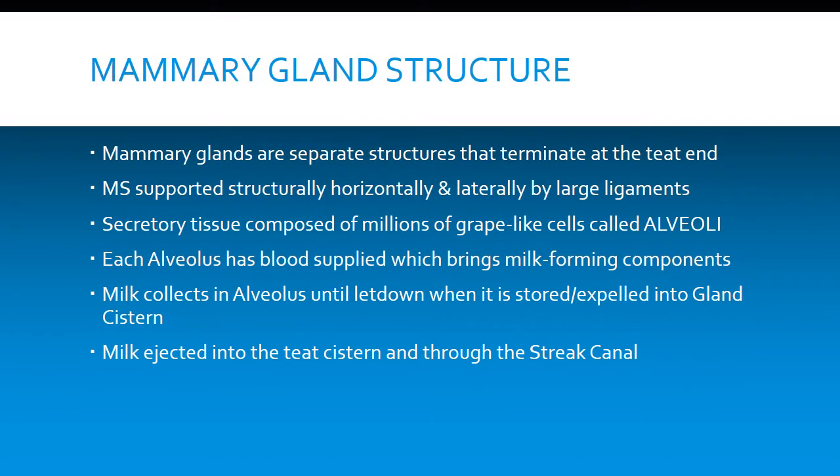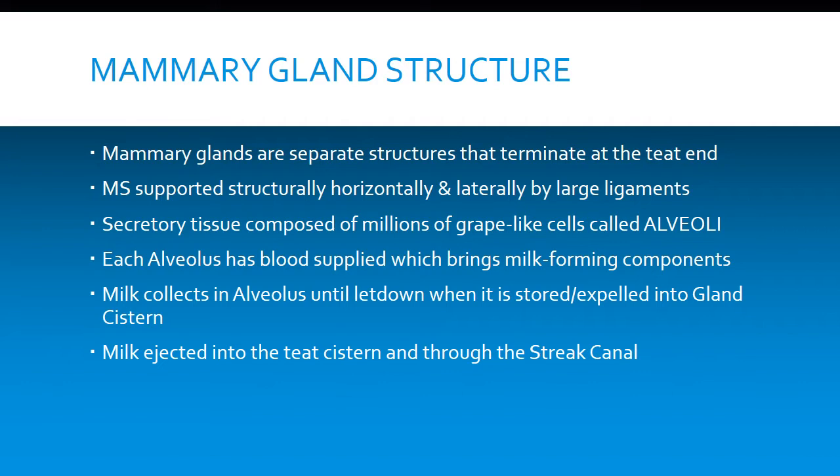The mammary gland structure: each of the mammary glands is a separate structure that terminates at the end of the teat. And I say that because it's important to realize the dairy cow has 4 mammary glands. It's not a shared structure, a shared area where the milk is flowing back and forth from one quarter to the other. So if you get mastitis in one quarter, it's contained in one quarter. If you have production of milk in one quarter, it's in that one quarter. If you have a quarter that does not function, it's dry, has agalactia, has a problem, it's in that one quarter. It's not in the entire gland.